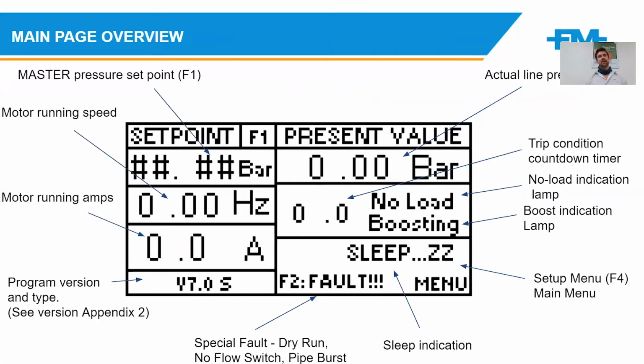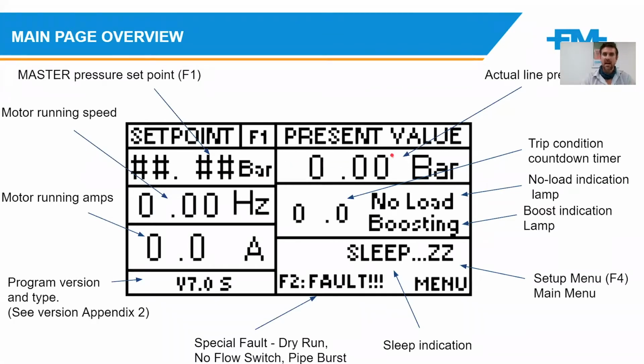So let's have a look at the main page overview. Now this is obviously the custom display that we've developed to give the user and the end client an overview of what's happening on the system. So we can see, top left-hand corner, the actual set point in pressure. Bar is the unit that we've used.